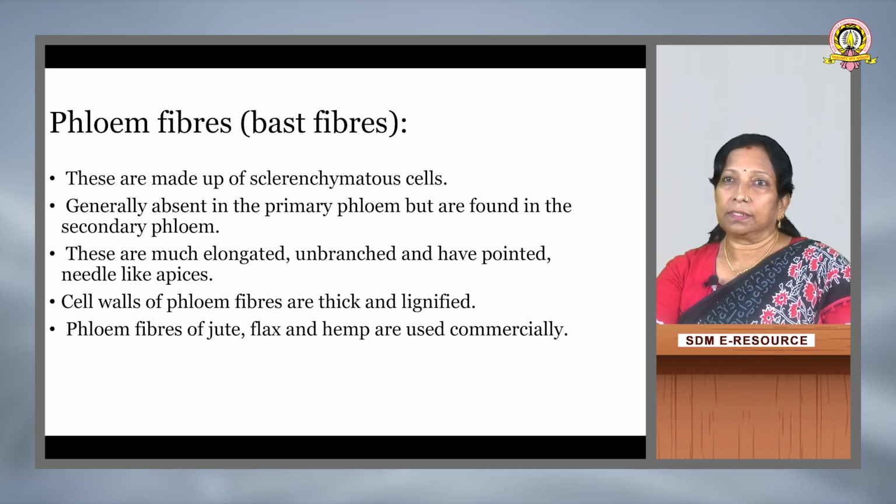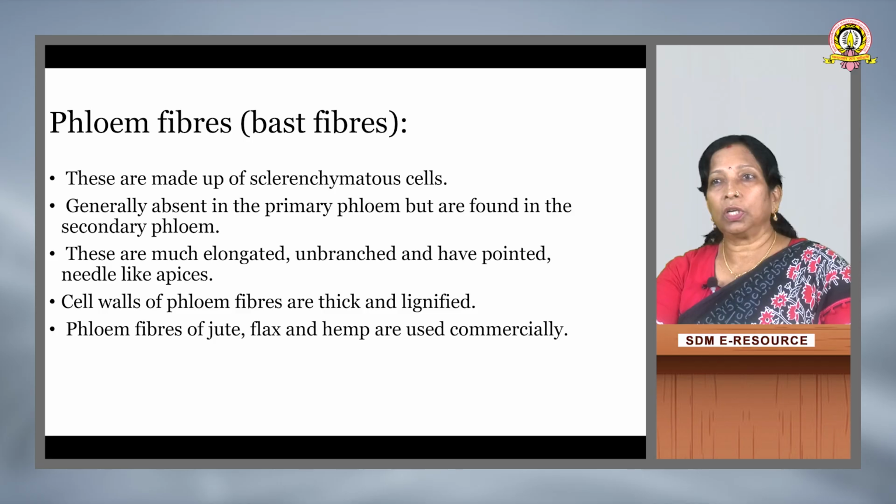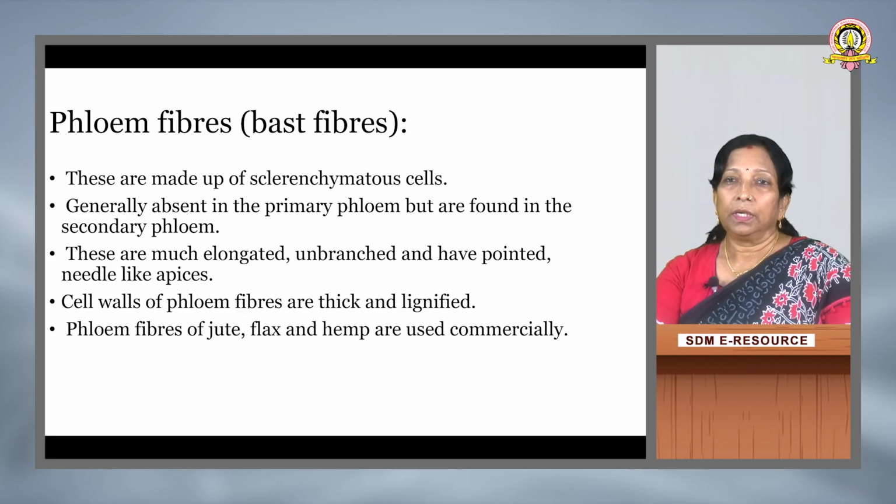Next one, it is phloem fiber. It is also called bast fiber. The phloem fibers are made up of sclerenchymatous cells. So, sclerenchymatous cells or sclerenchymatous fibers are dead cells. They have very thick lignified walls. The central hollow space is called a lumen, and these sclerenchyma fibers give mechanical support.